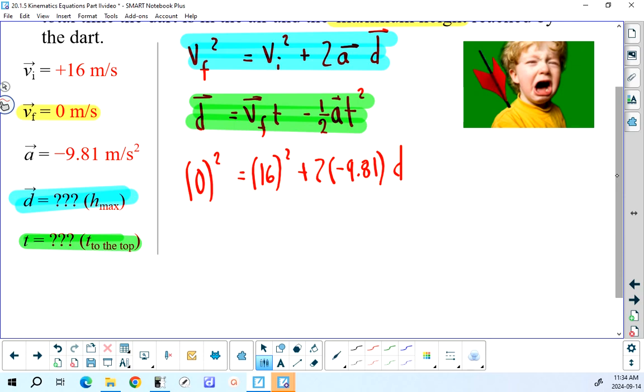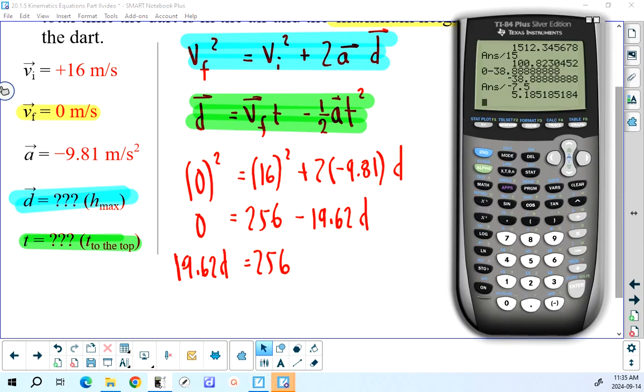If I simplify this, you're going to get 0 equals, I think, 256 minus 19.62D. So 19.62D equals 256. Well, I can find D by taking 256 divided by 19.62. And while I'm doing this, I'm just going to confirm that my mental arithmetic was correct. 2 times 9.81. Yep. And then 16 squared. There it is. I just wanted to make sure. So 256 divided by 19.62. That negative 19.62D became positive when I moved it over. So what I get for the maximum height is about 13 meters.